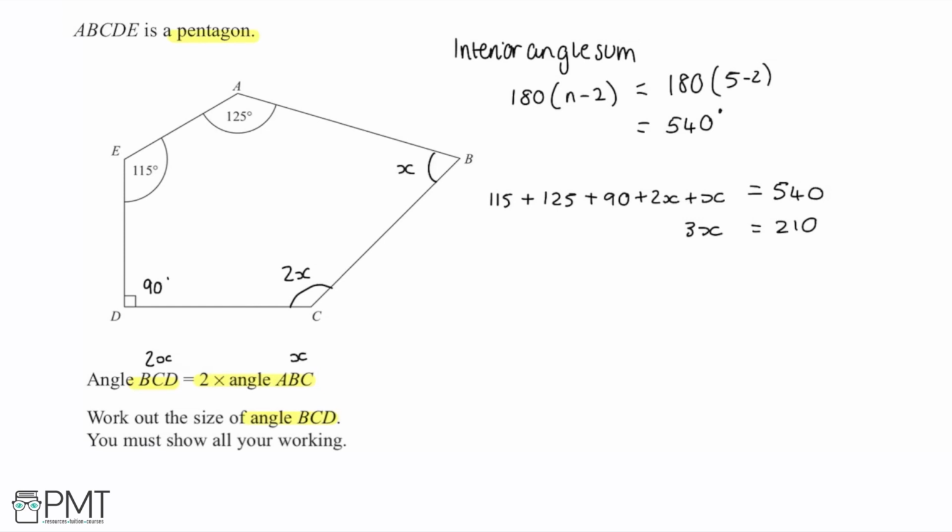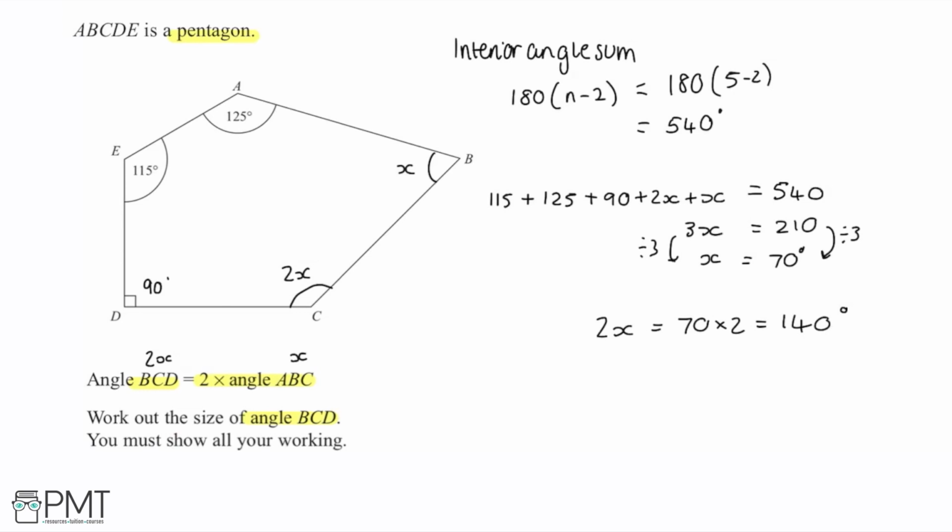And then I can find the size of angle x by dividing both sides of this by 3, and that gives me x as being 70 degrees. However, we've been asked to find the size of the angle BCD, so this angle here, which is 2x. So I need to take 2x, which is 70, multiplied by 2 to get 140, which is the correct final answer for the size of angle BCD.